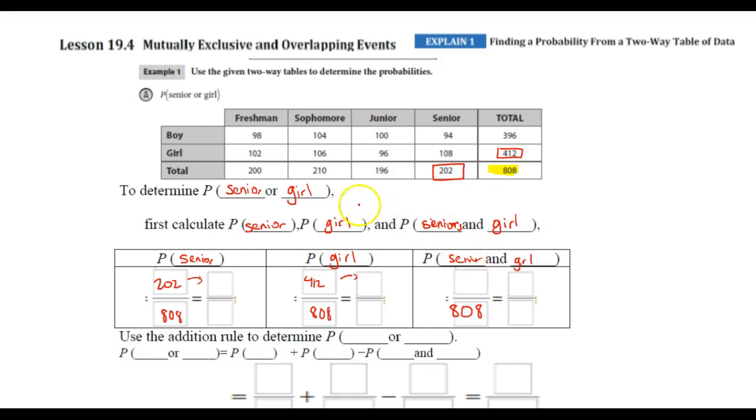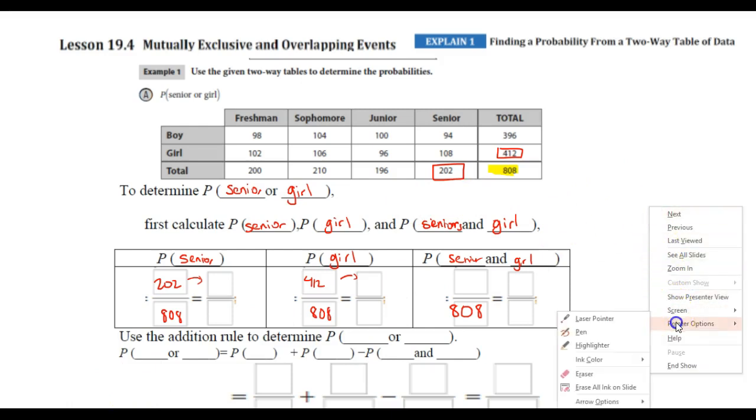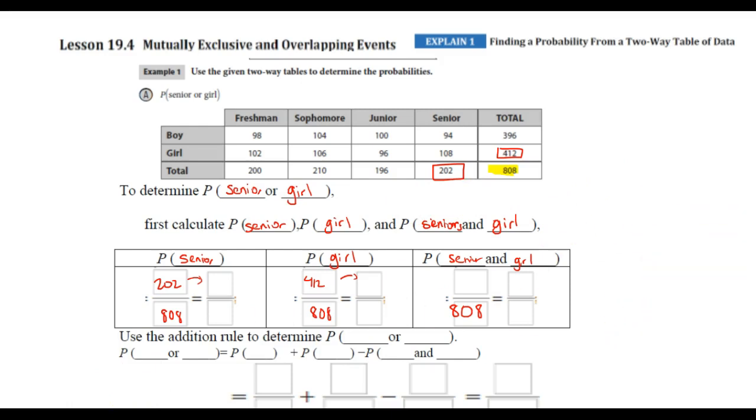Now let's see how many are actually girls and seniors. So I'm going to use another highlighting tool so you can see that. I'm going to highlight across for girls and highlight down for seniors. And I see the number that they cross at is actually 108. So I'm going to write 108, probably put it in a pen so you can see that. So that should be 108.